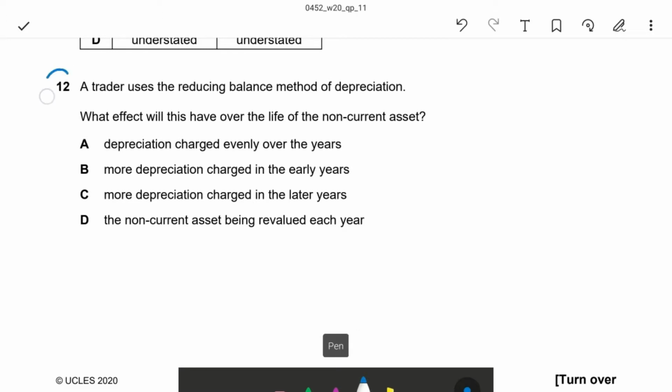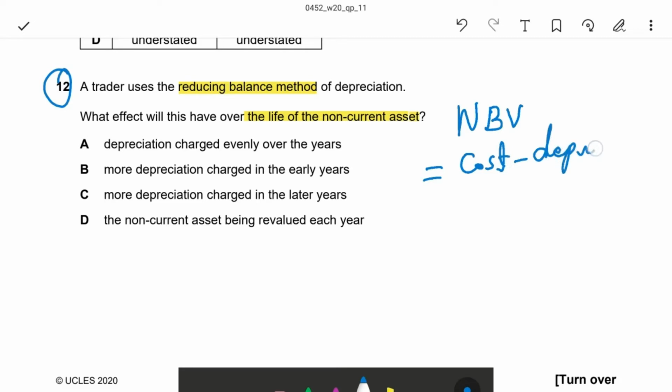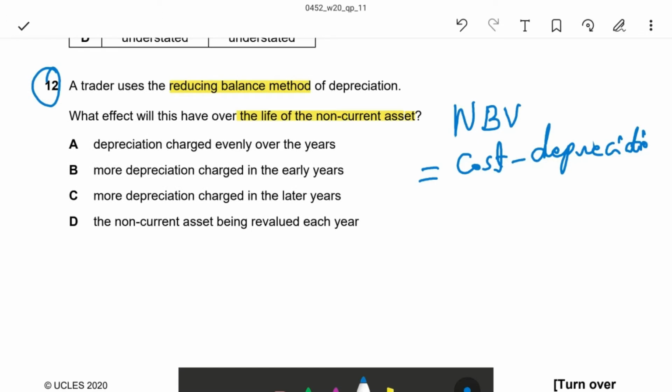Question number 12. A trader uses the reducing balance method of depreciation. What effect will this have over the life of a non-current asset? Reducing balance method means calculating the depreciation on net book value. Net book value is cost minus depreciation of the previous year. Calculate the depreciation on each year's net book value. Options are given.